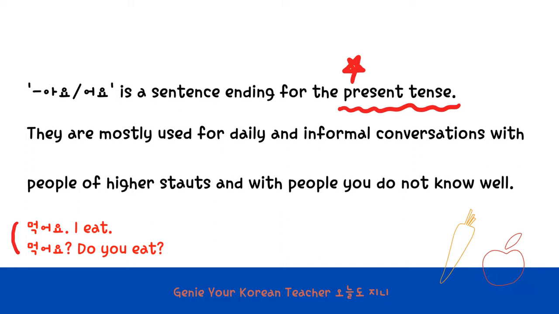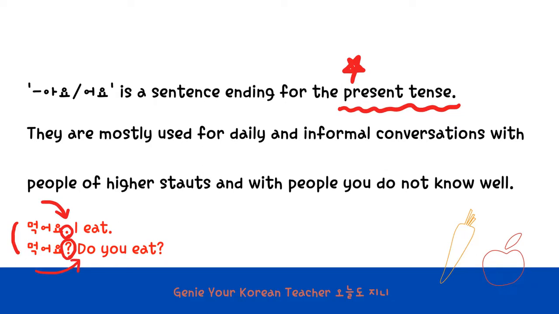What can you tell from the example? The first one is the statement, and the second one is the question, but they look the same. So 아요, 어요 is a sentence ending for the present tense, but you can use it for the statement and also for the question. But since they look exactly the same, for the statement, you have to lower the intonation at the end, and for the question, you have to raise the intonation at the end.